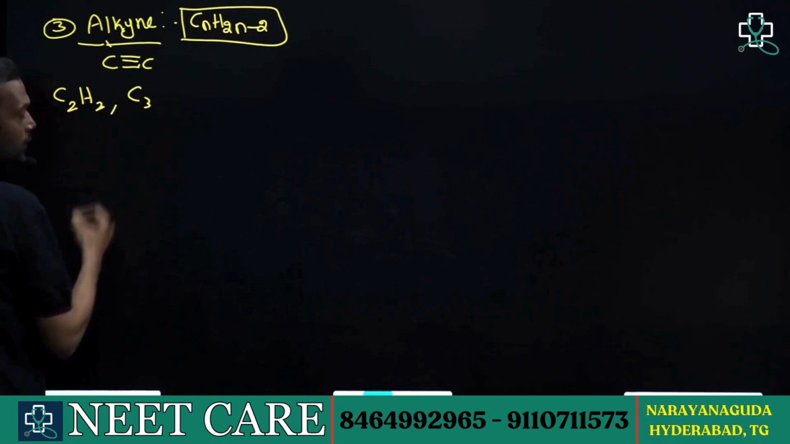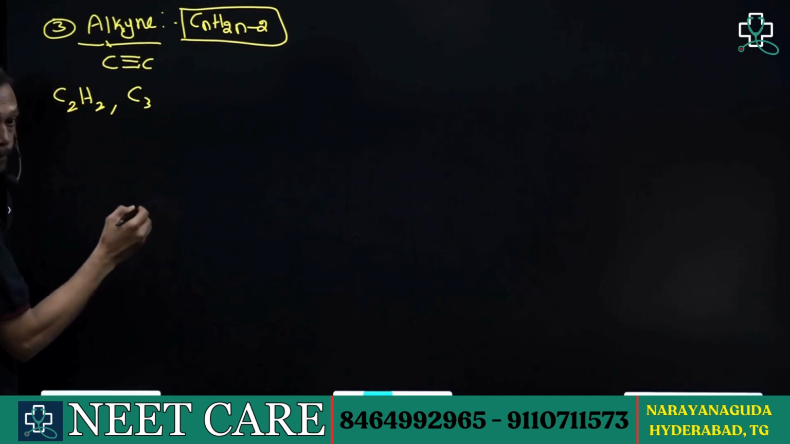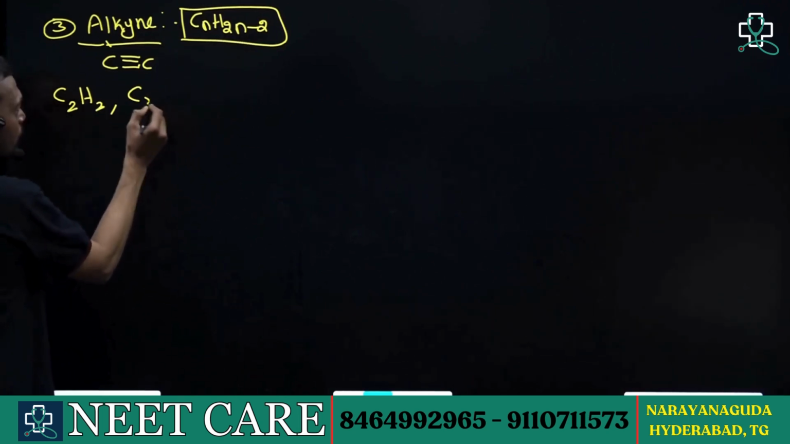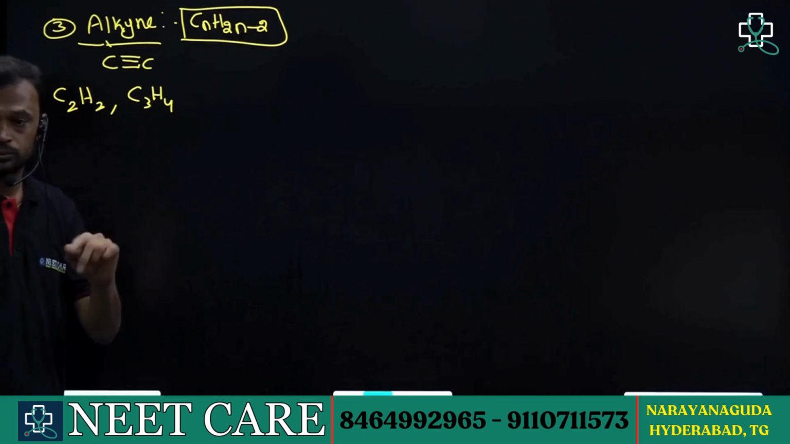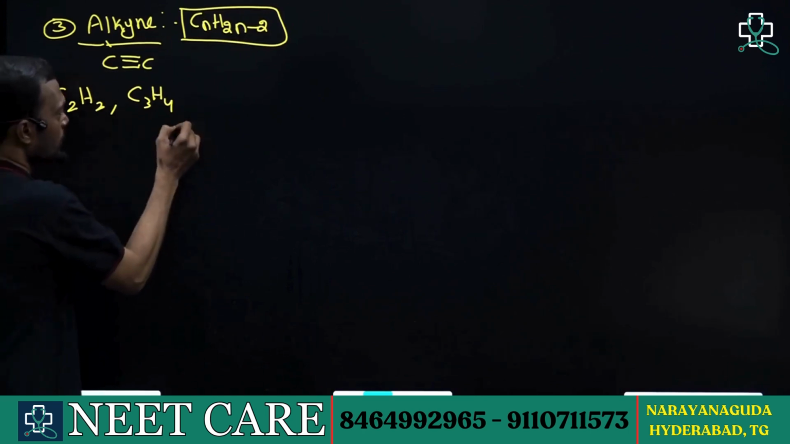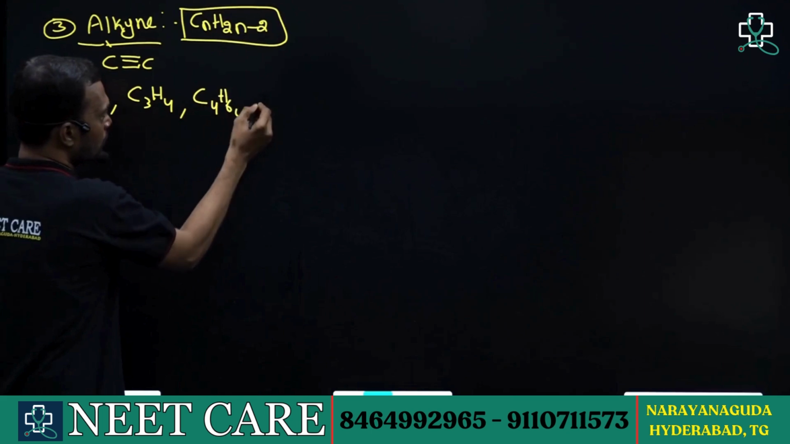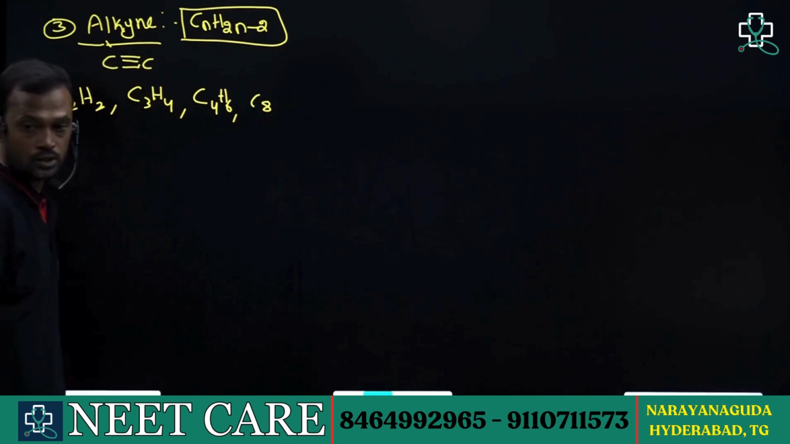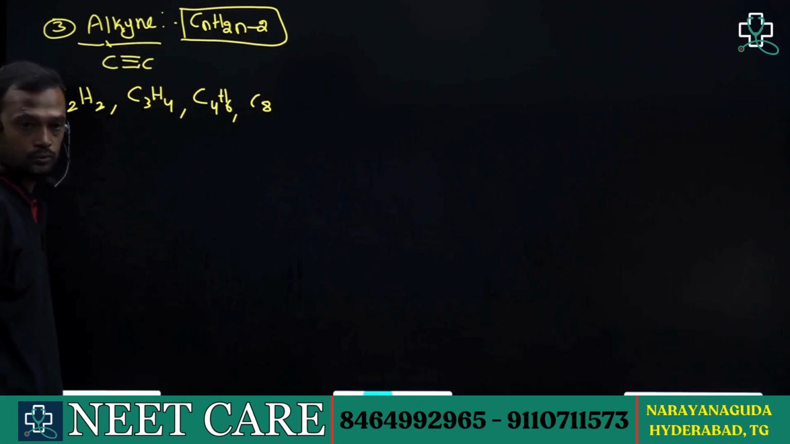Then what about C3? 2 into 3, how much? 6 minus 2, 4. So here it is 4. Double the carbon number minus 2. Suppose C4 is there. Double the carbon number 8. 8 minus 2, 6. Suppose C8 is there. Double the carbon number 16. 16 minus 2. How much?